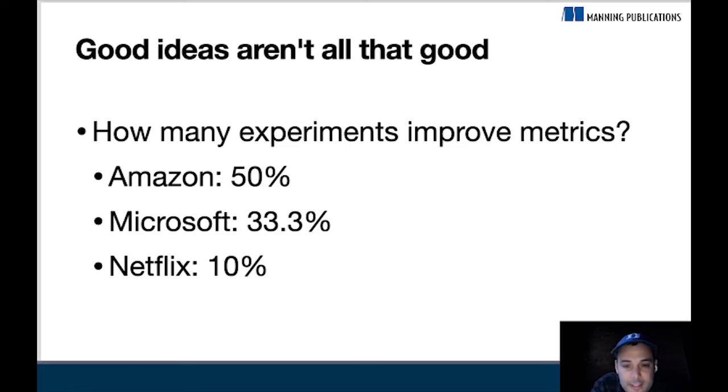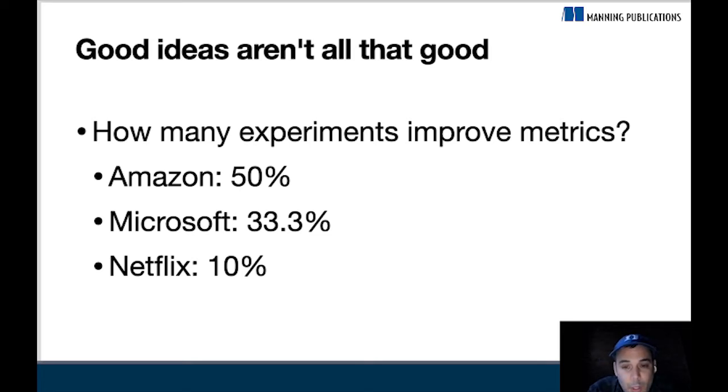If you look at the slide here, you'll see that Amazon reports 50% of their good ideas after A/B testing become part of the system. They're accepted into the system. In other words, B is better than A 50% of the time. Microsoft, only 1/3 of the time. And Netflix, about 1 in 10, just like my friends in high frequency trading.